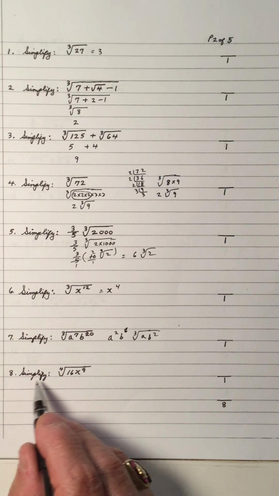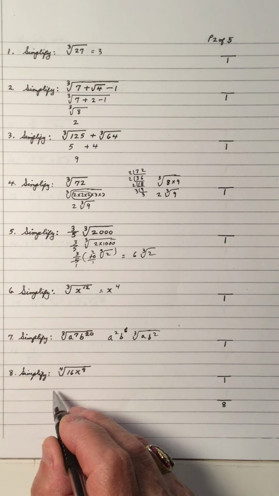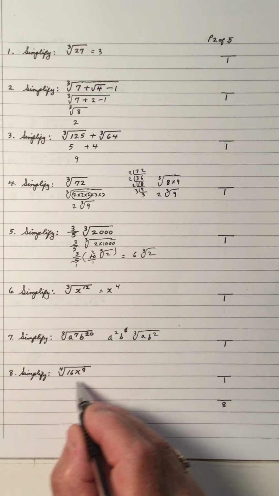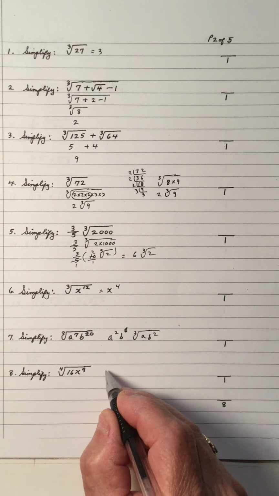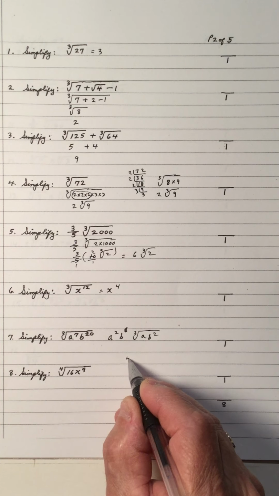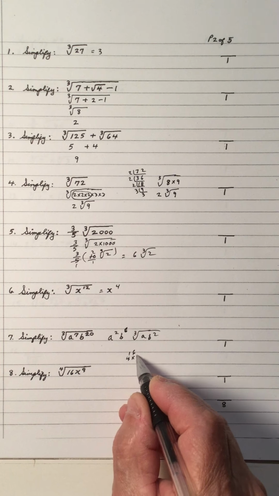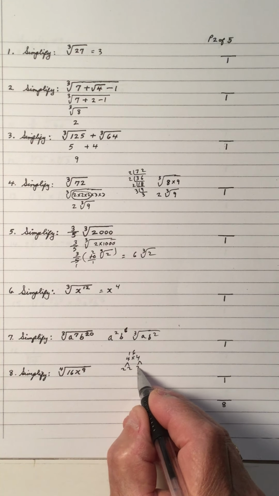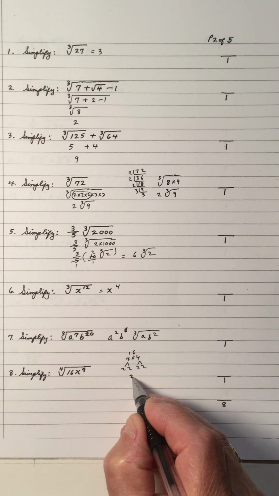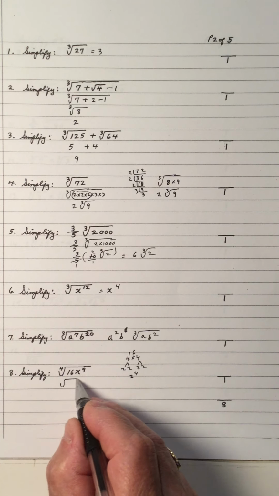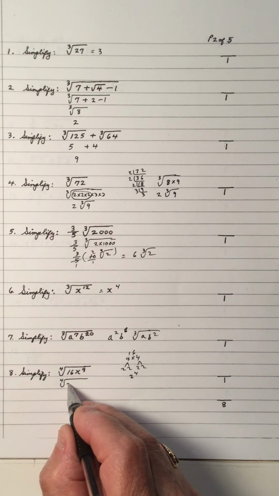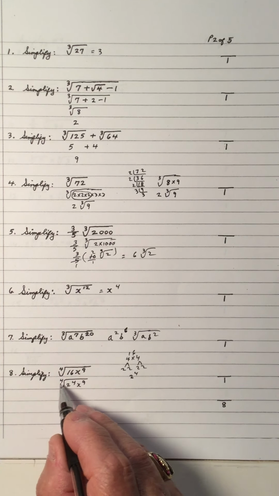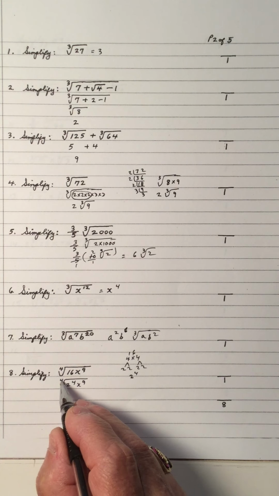And number 8, we have to simplify it. This is a 4th root. The 4th root of 16 is 2. Remember, 16 is 4 times 4, which is 2 times 2, 2 times 2. So we have 2 to the 4th, or 4 2's. So the 4th root of 2 to the 4th is 2.